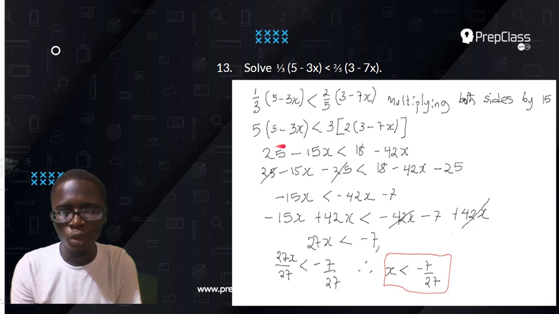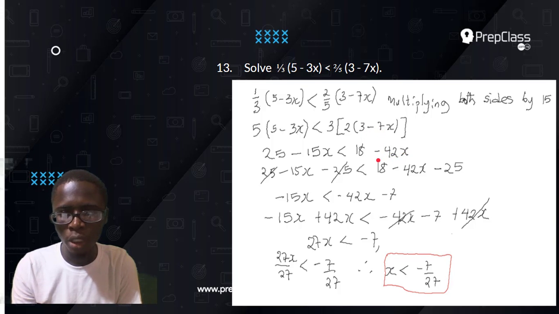So what we need to do now is to open or expand the bracket. 5 times 5 is 25. 5 times minus 3x is going to give us minus 15x. And by the time we come to this other side, less than, we have 3 times 2, which is 6. 6 times 3, that's 18. And again, 3 times 2, 6. 6 times minus 7x, minus 42x.